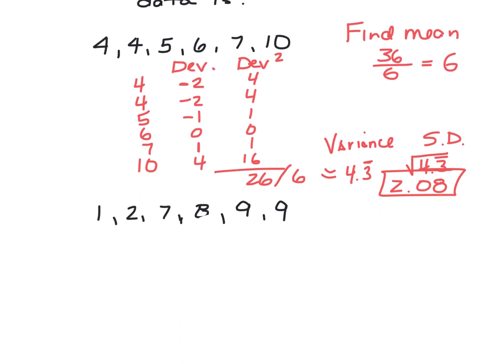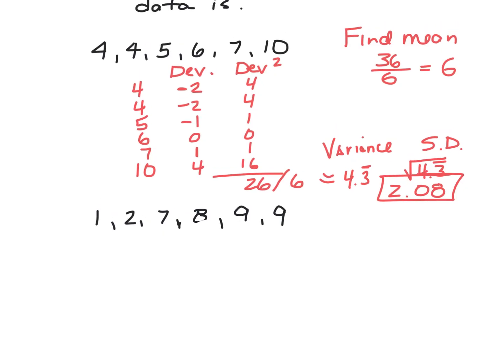So now we're going to look at a different set of data. These are 6 numbers. I think you'd probably agree they're a little more spread out than the ones that we just did. These also have a mean of 6. So the average is 6. They have the same average. Why are these two sets different? Because one of them is more spread out than the other. So again, I would list them all in a vertical column. My deviation now of 1 would be -5, 2 would be -4, 7 is a +1, 8 would be 2, 9 would be 3, and 9 would also be 3.